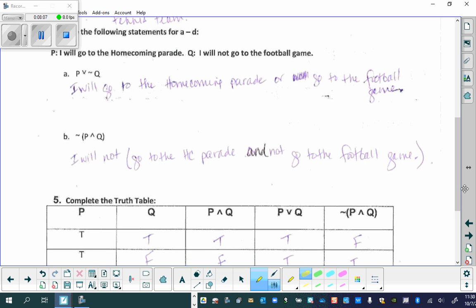I will go to the homecoming parade is my P. My Q is I will not go to the football game. So when I have a negation of a statement that is in a negative state, then I end up deleting that because I'm negating it. So it sounds like I will go to the homecoming parade or go to the football game.